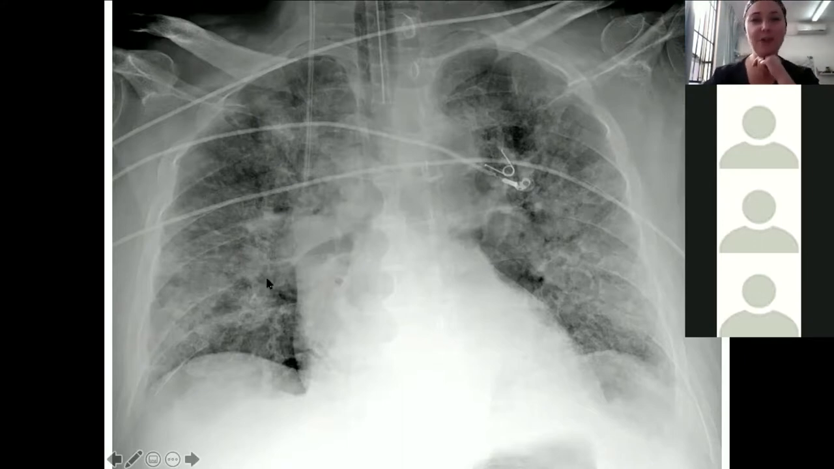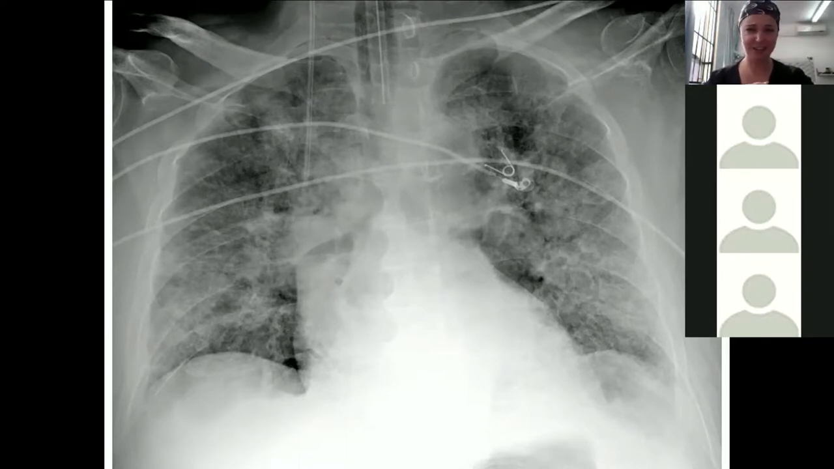So trachea, is a trachea central? Yes, trachea looks nice and central there. But interestingly, you can see this bright white line in the middle. This patient's actually intubated. This patient's on a ventilator. I've had one question come through in the chat asking about intubation of COVID patients. I'll come back to that in a sec.